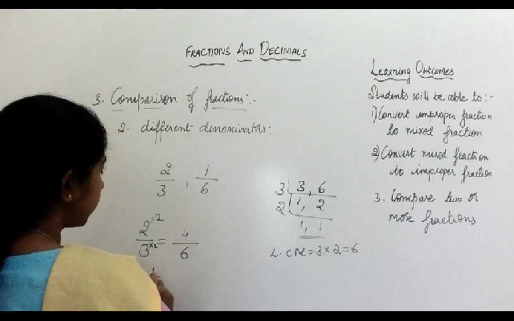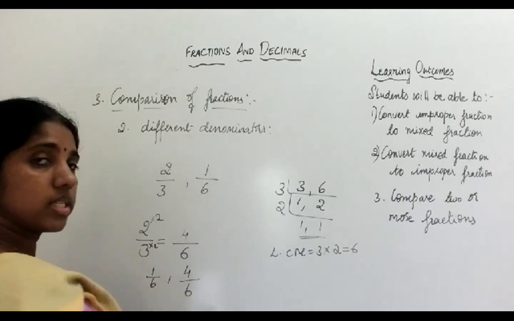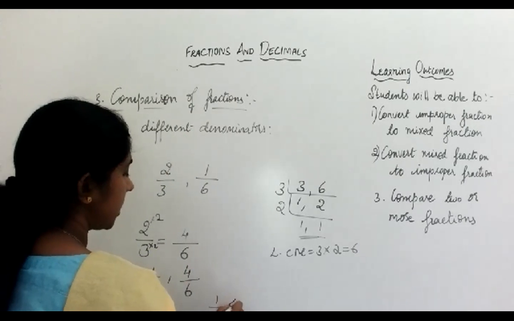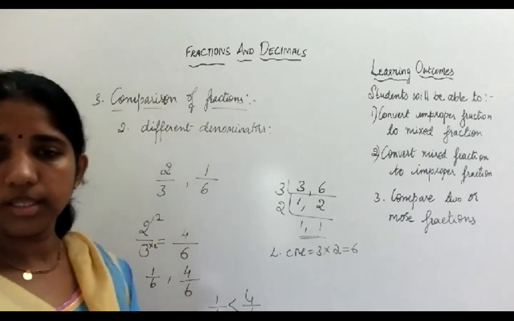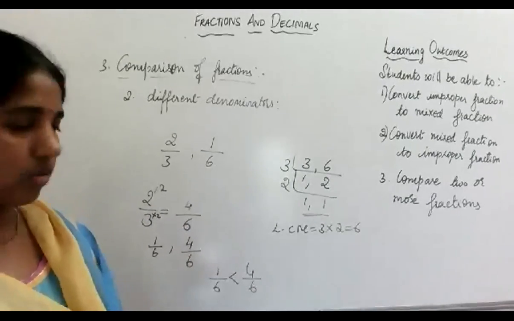Now 1 by 6 stays as it is. Now you have 1 by 6 and 4 by 6. Which is greater here? 4 by 6 is greater. So 1 by 6 is less than 4 by 6. This is how you compare.